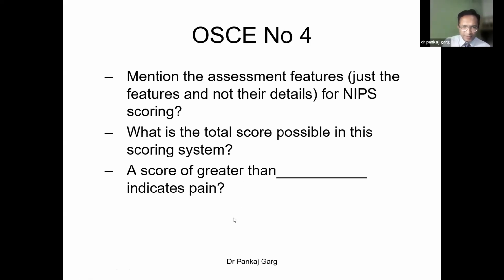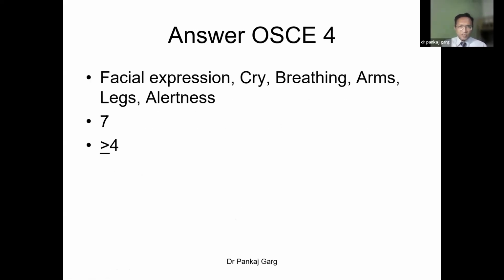So facial expressions, cry, breathing, arms movement, leg movement, and alertness. These are the features which are used in NIPS. So read about pain scores. They can be asked like this. So maximum score is 7, 4 or more than 4 indicates pain. I know it's a tough one because most of us are not using pain score. The people are using other scores like NPAS. That's all right. You should know because questions can be asked this way also.